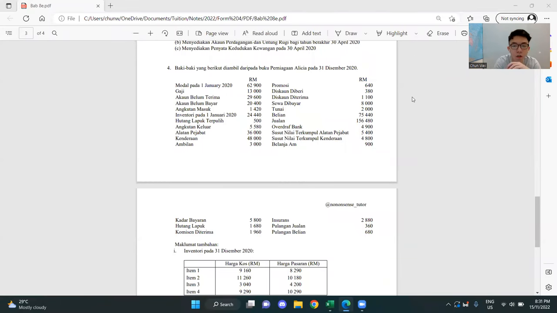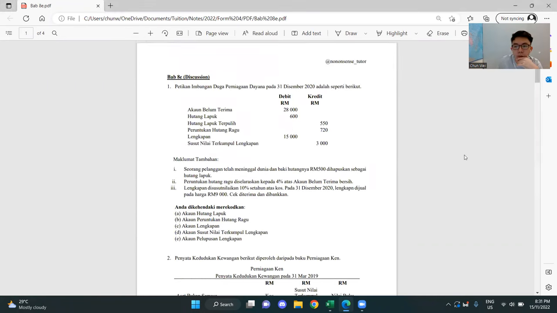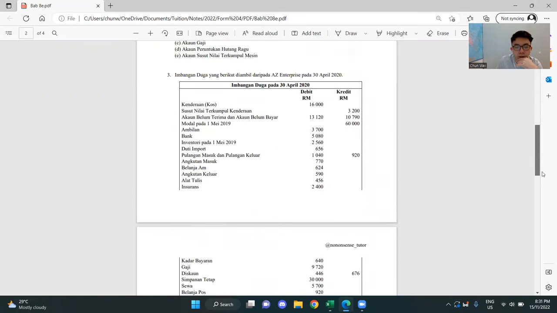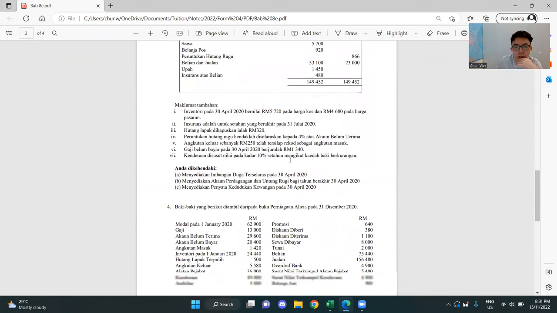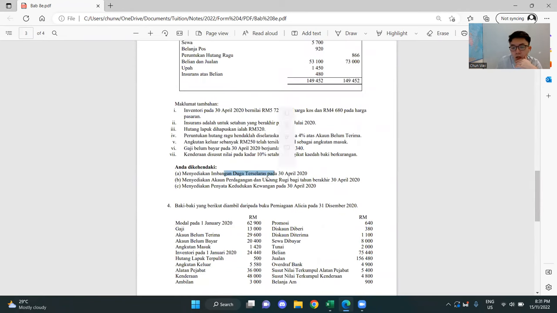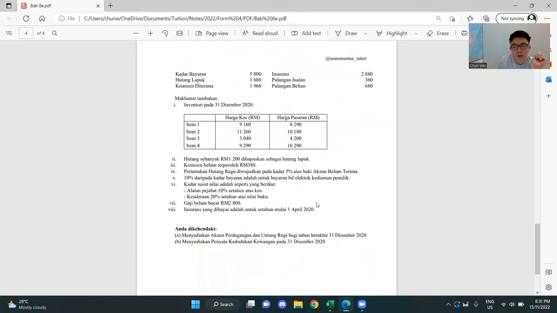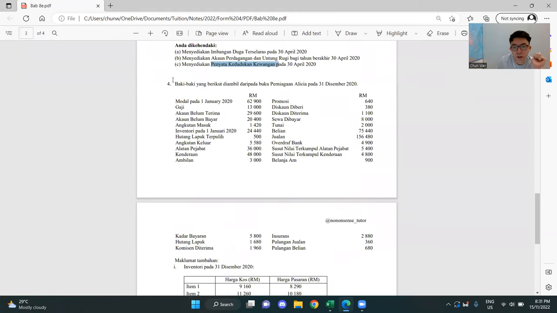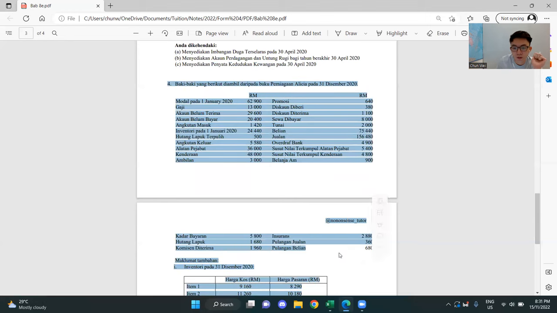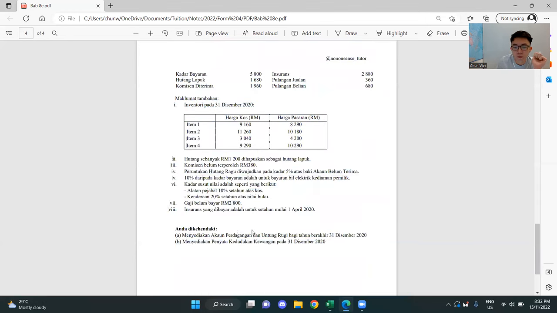All right, so we are at question four. By the way, we are under the buku nota, and last class we did question three, which is the imbangan duga terselaras, akaun perdagangan untung rugi, and lastly the penyata kedudukan kewangan. So this class, we're going to finish off question 4 as well. For question 4, we will be doing the akaun perdagangan untung rugi and penyata kedudukan kewangan.